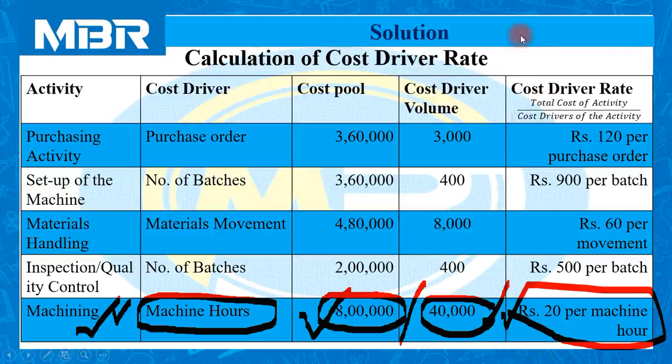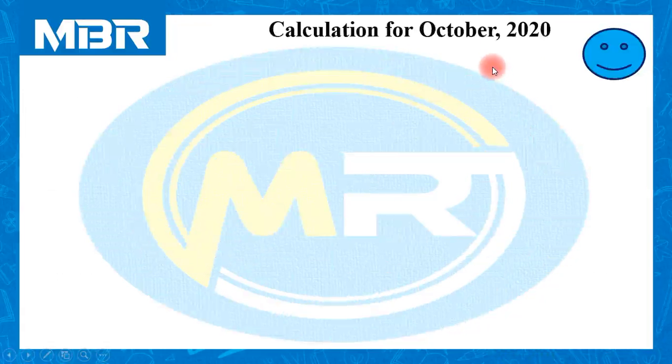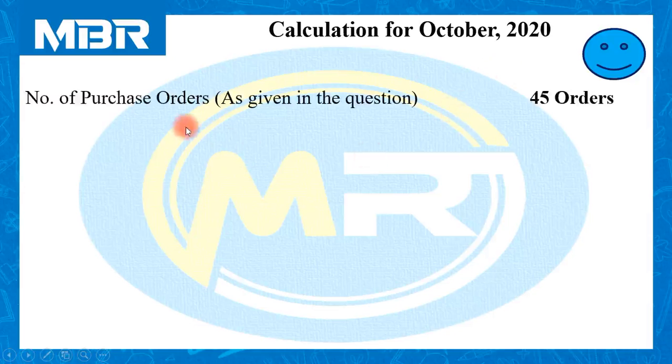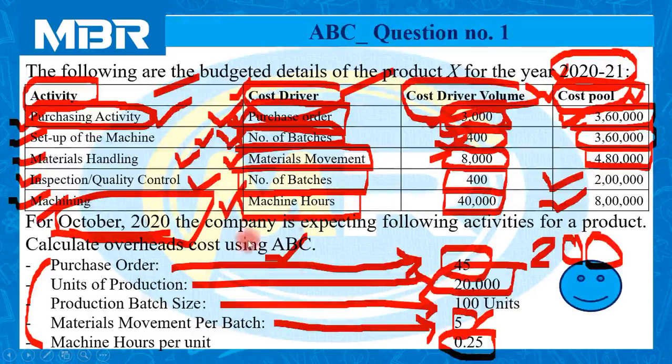Now let us move forward to one of the important tasks, which is the calculation for the month of October 2020. The number of purchase orders that we have placed in the month of October 2020 is 45. You can check over here. It is readily given to us in the question. Number of purchase orders: 45.